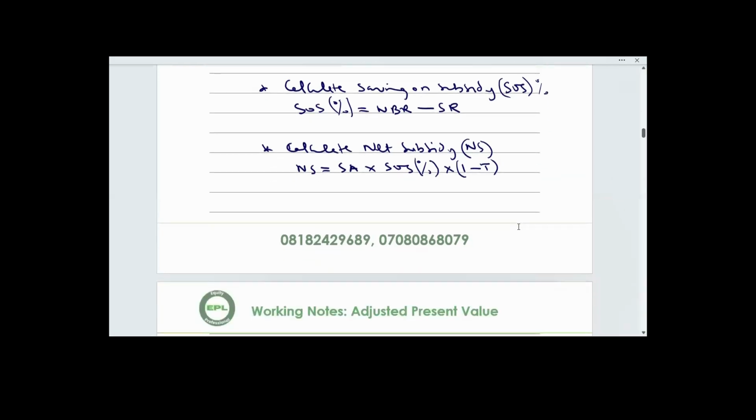Then finally, step 4, you need to calculate the PV of subsidized loan, the PV of net subsidy. So these are the 4 procedures. How do you get the PV of net subsidy? The PV will be equal to the net subsidy multiplied by the annuity factor. Let me write that.